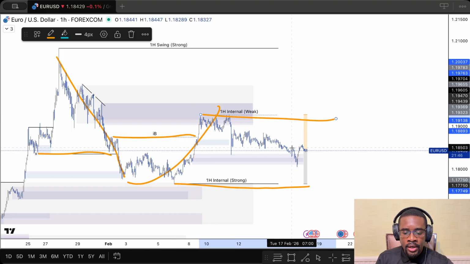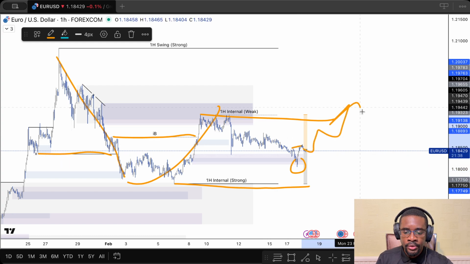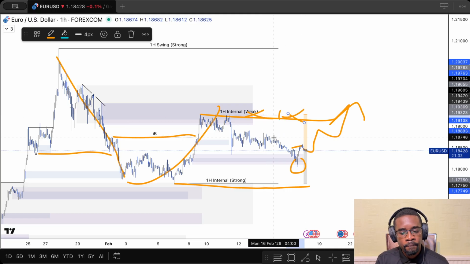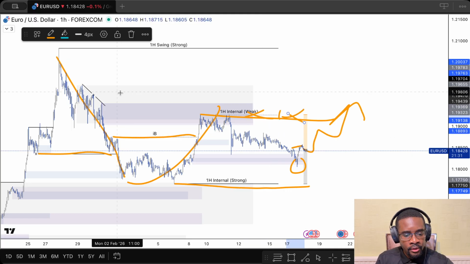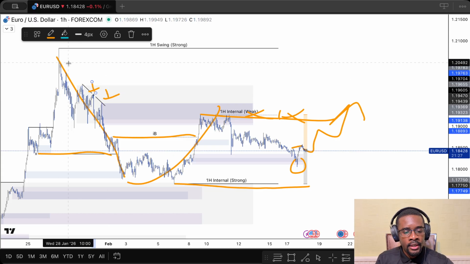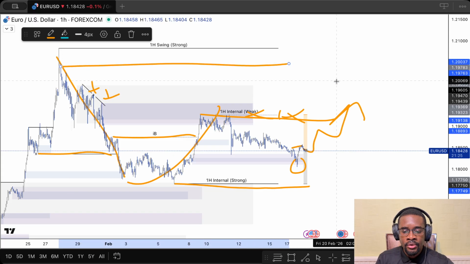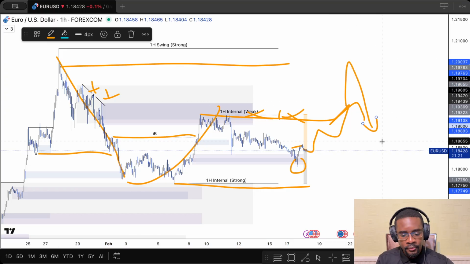So price has mitigated discount, and we've had our sub internal break of structure to the upside. So it is possible that we could now be targeting this weak internal high. And then we have all this resting liquidity up here that could also be taken. Yes, this is a strong area, so price could come up here and then react as well.